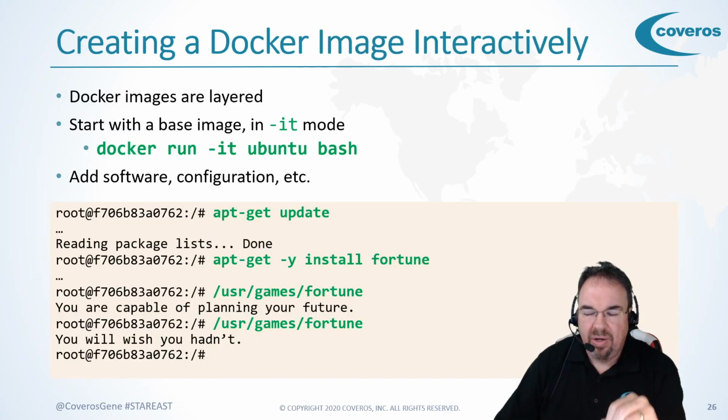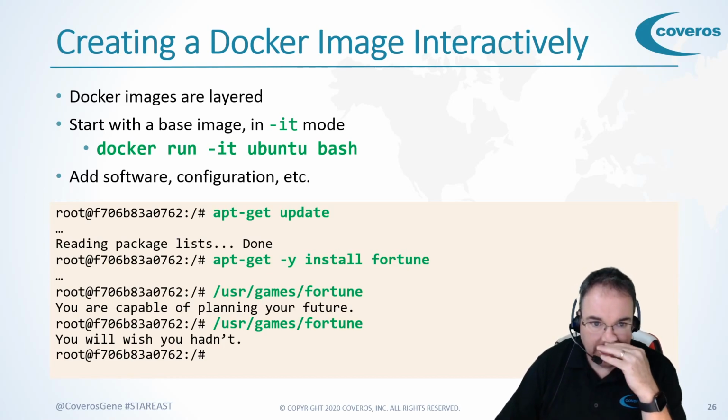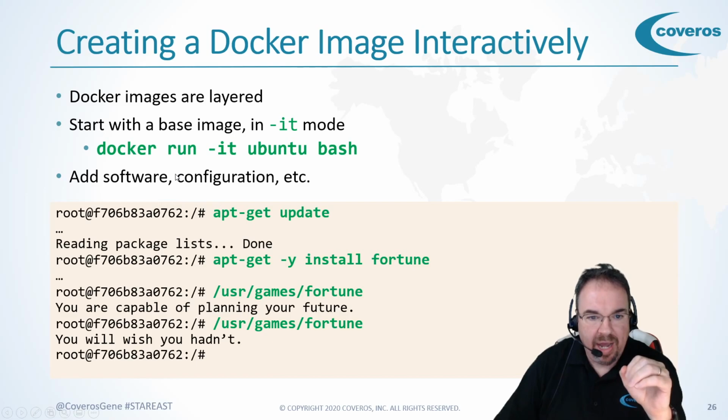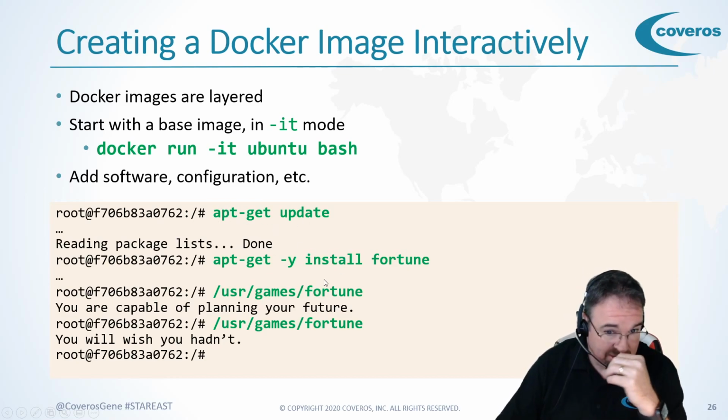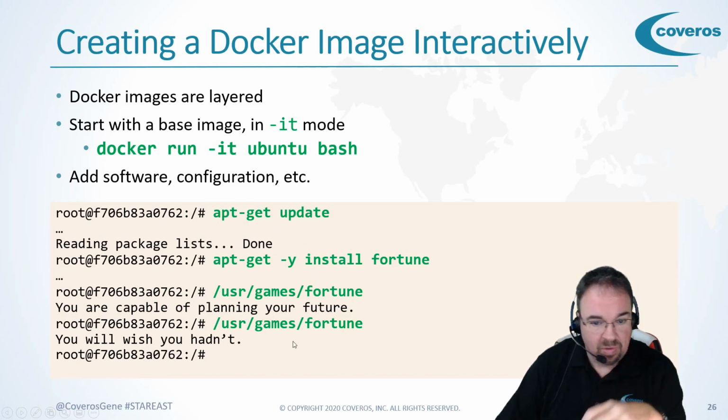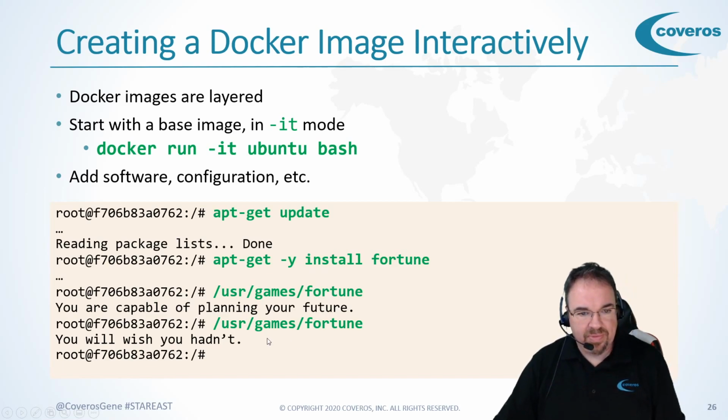Docker images are layered. We're going to see that in just a few minutes. We talked a little bit about it, but I just want to give you a heads up it's going to happen again. We're going to go ahead and start with the base image, right? We're going to interact with it. We're going to keep the standard in and the terminal open. We're going to do it on Ubuntu Bash, and we're just going to go ahead and manually install some software, run some software, and see how this all goes, right? So let's start with docker run -it ubuntu bash.